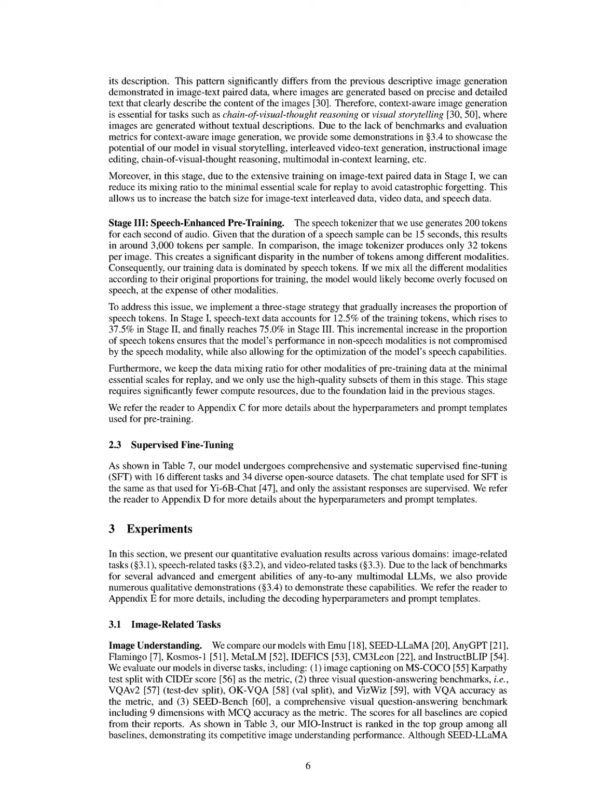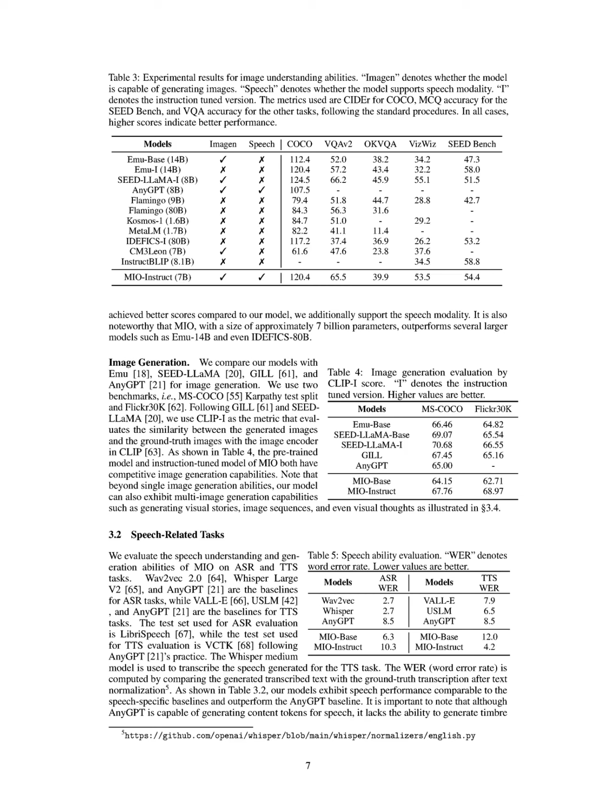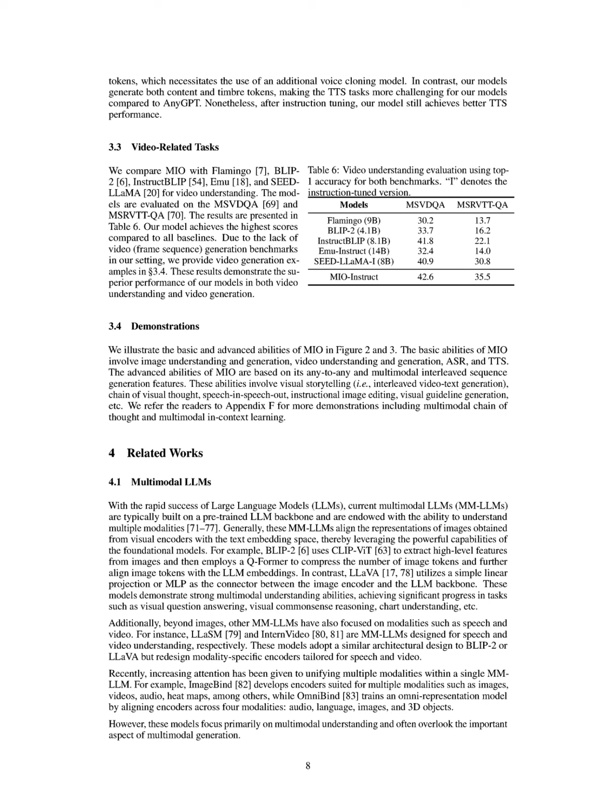For image generation, MIO exhibited strong capabilities, successfully generating visual stories and sequences, and performed competitively on benchmarks like MS-COCO and Flickr30K. In speech tasks, MIO's performance on automatic speech recognition (ASR) and text-to-speech (TTS) tasks was comparable to specialized baselines, outperforming AnyGPT, particularly in generating both content and timbre tokens. Lastly, in video-related tasks, MIO achieved the highest scores on benchmarks like MSVDQA and MSRVTTQA, showcasing superior performance in both video understanding and generation.